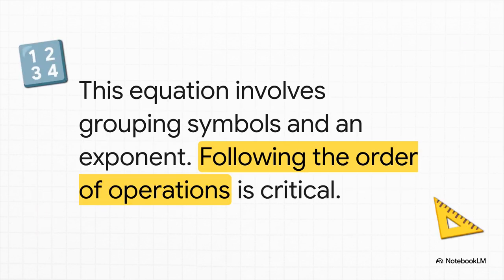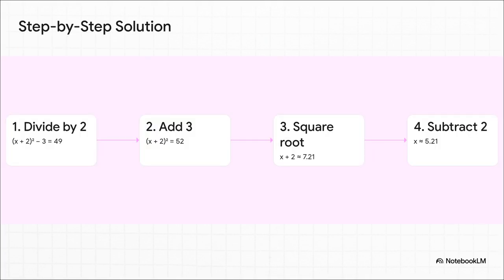Yeah. This equation definitely looks more intimidating, and for good reason. With parentheses, brackets, and an exponent all jumbled in there, following the order of operations isn't just a good idea, it is absolutely critical. This is really where that theme of precision gets put to the test. To crack this thing, you basically have to work from the outside in. It's like peeling an onion.